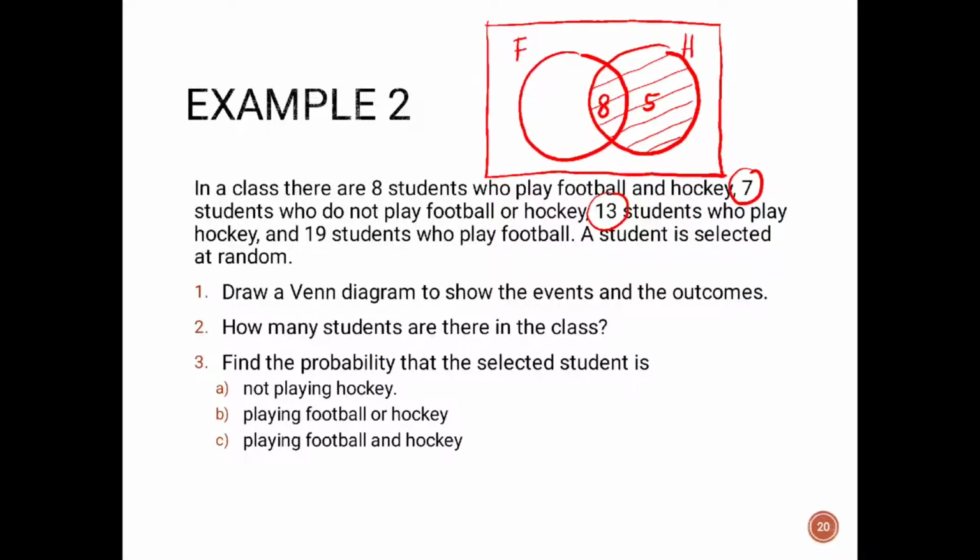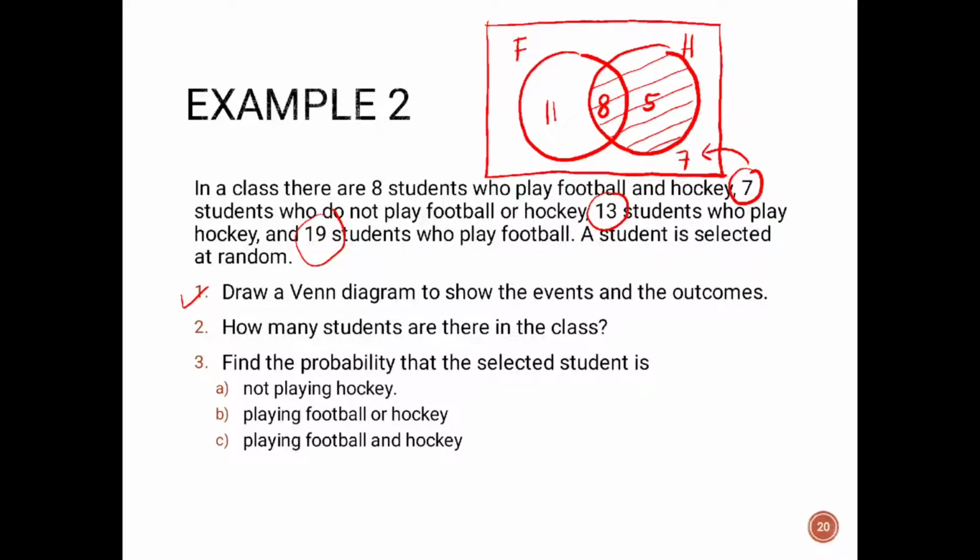Okay, and then 19 students who play football. So once again, for the circle marked with an F for football, the total is 19. Since we have 8 inside, the remaining is 11, and 7 should be outside the circle. Okay, we are done with number 1.